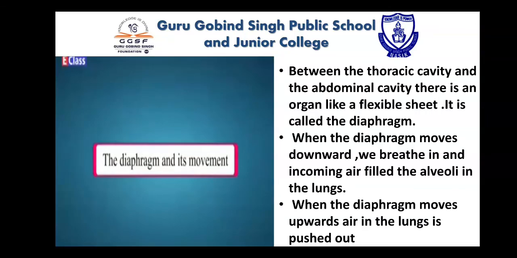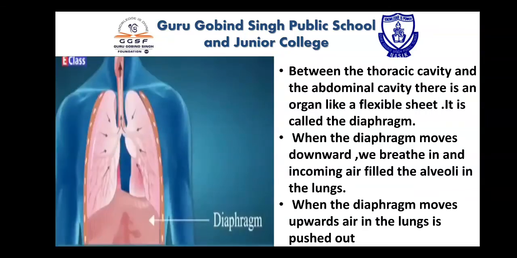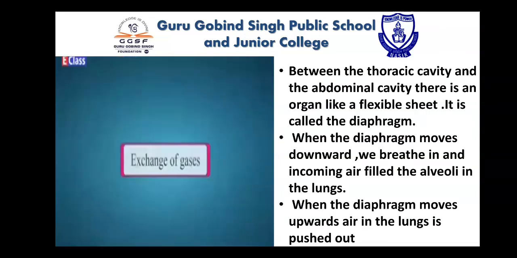Let us see how this happens. When the diaphragm moves downward, incoming air fills the alveoli in the lungs, and when the diaphragm moves upward, air in the lungs is pushed out.